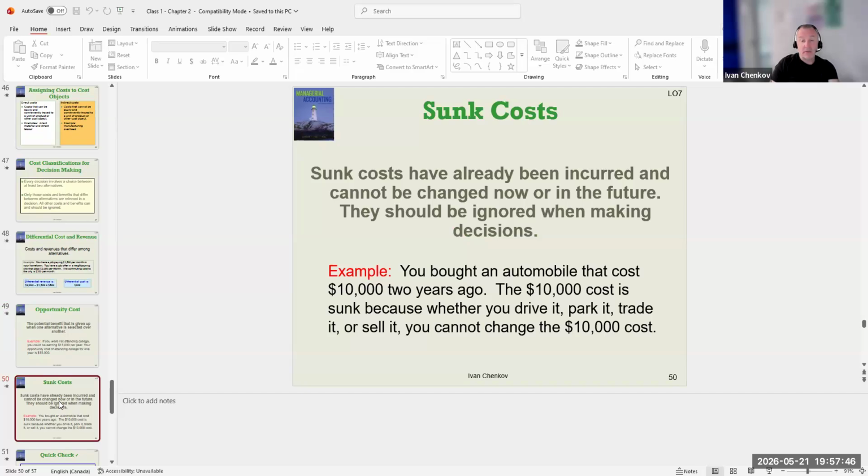Sunk cost is the cost that already happened. There's nothing you can do about it, so stop crying about it. Move on. For decision making, you just don't even consider it. For example, you bought an automobile that cost $10,000 two years ago. The $10,000 is sunk cost, whether you drive it, park it, trade it, sell it, or don't use it. You cannot go back and change the cost. It's already gone.